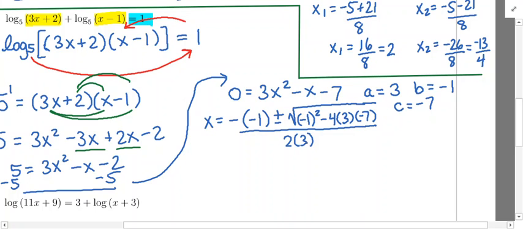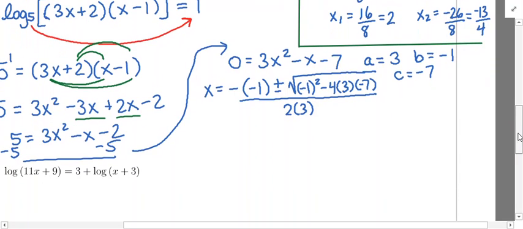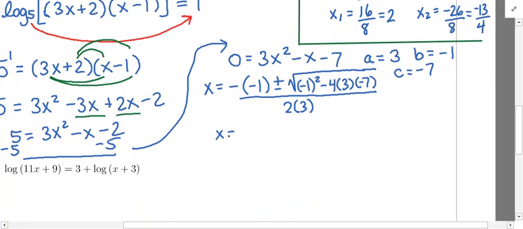This is how you plug everything into the quadratic formula. Now we need to simplify. So we're going to get x is the negative of -1, which is +1. Underneath the square root, we've got (-1) squared, that's +1.